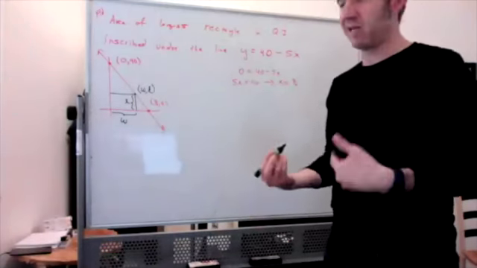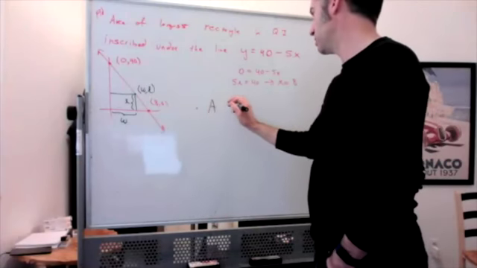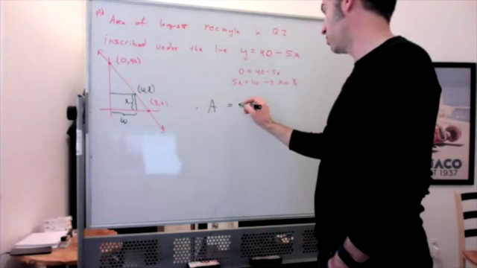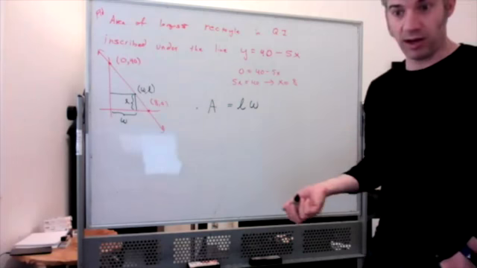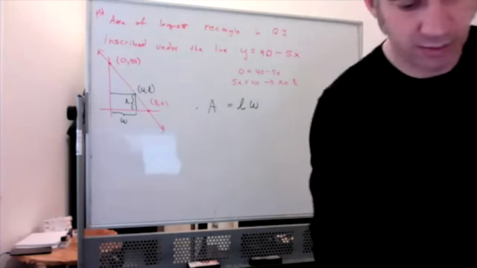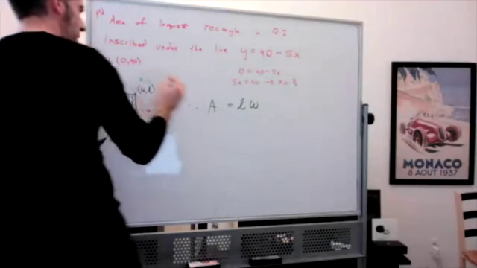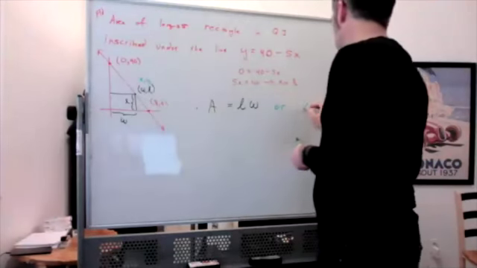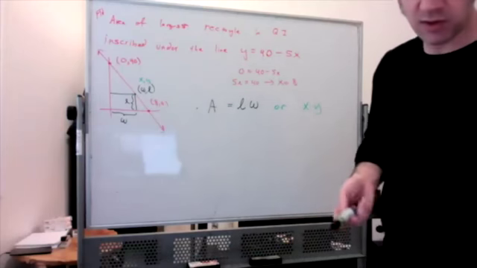I'm trying to maximize the area. So area is equal to, for a rectangle, length times width, or x times y if you're using x and y. If I say x and y, this would be x times y. And now I do have a constraint.